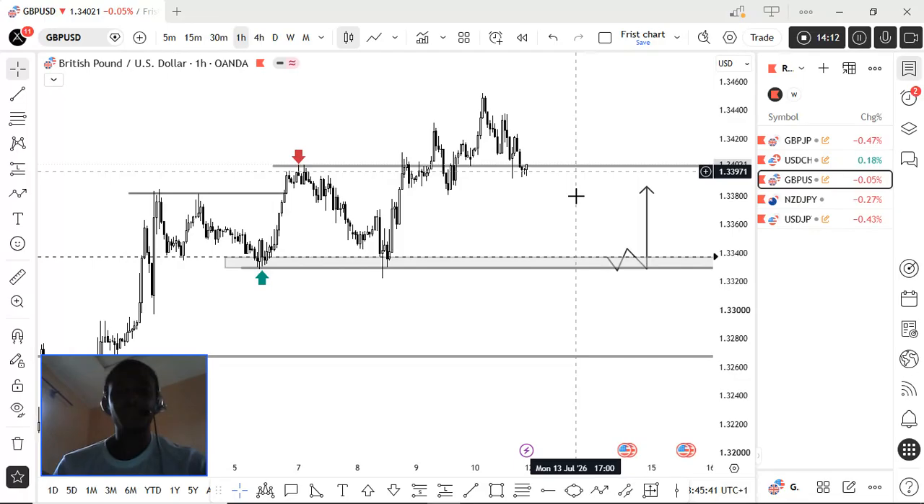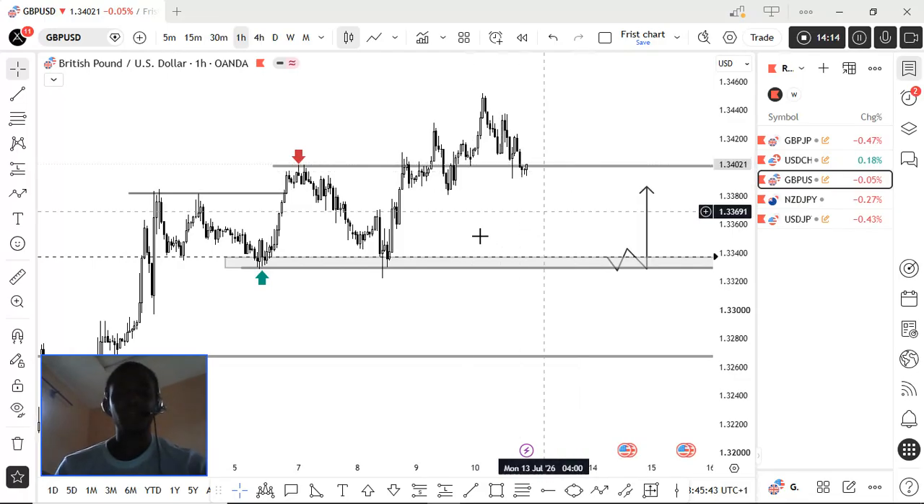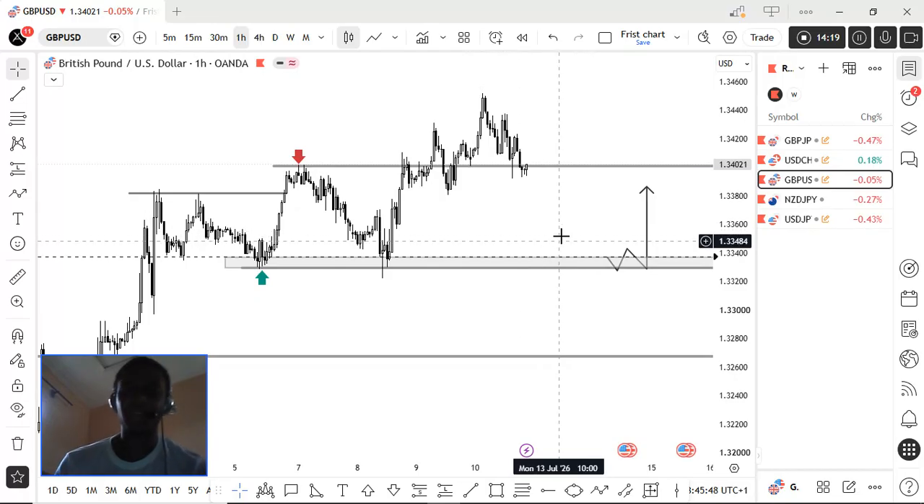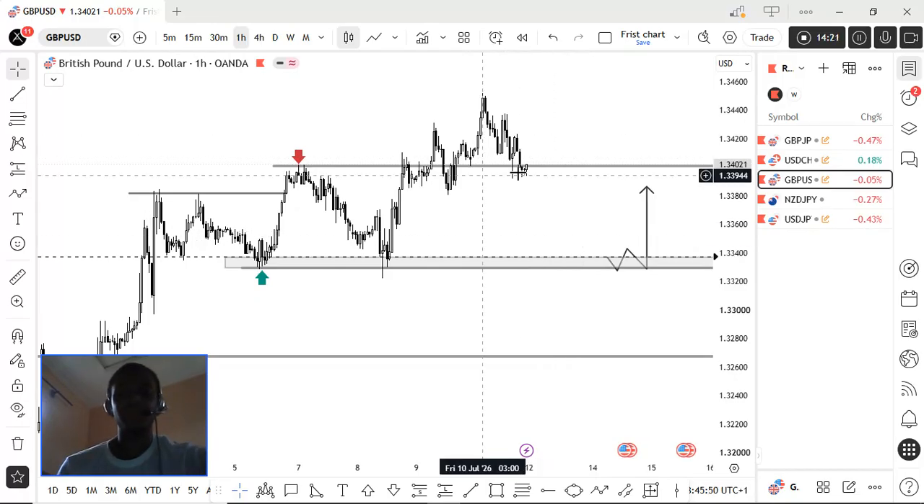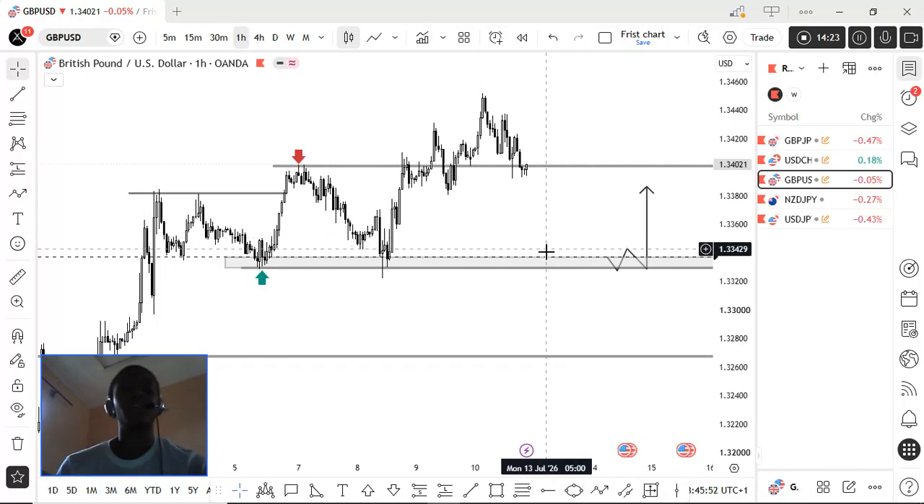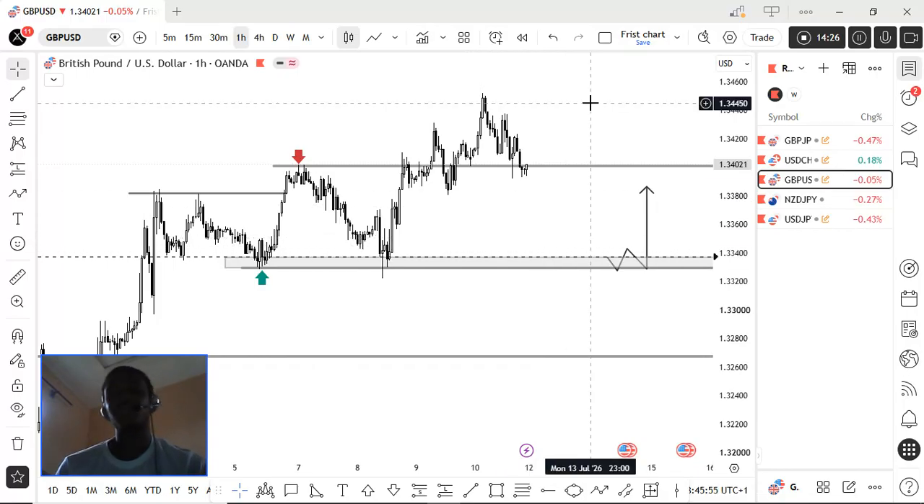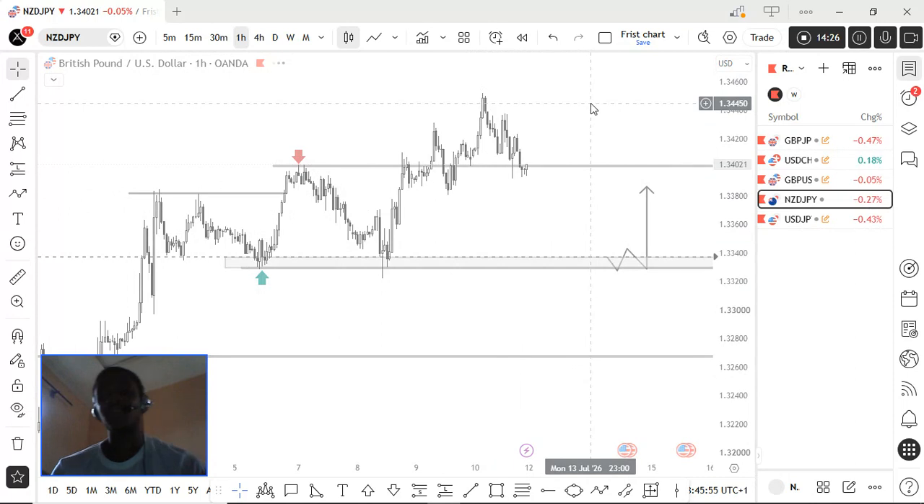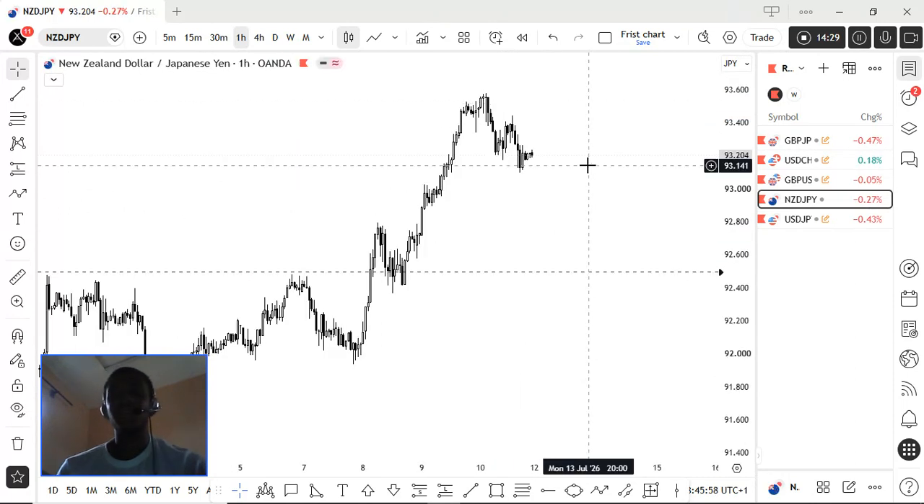Next pair on my list is GBPUSD. Please be patient for it to retrace, or you catch the sell to the downside. While we're expecting a retracement from the beginning of the week, towards the end of the week after CPI, we expect a bullish move to the upside. The next pair on my list is CHFJPY.